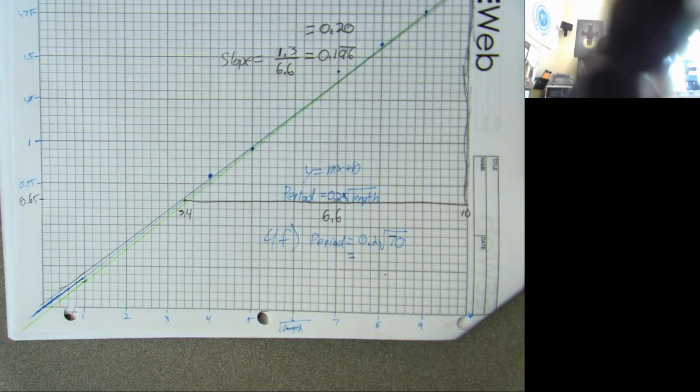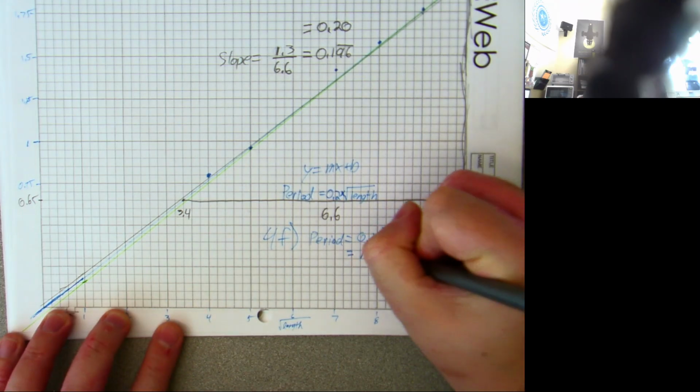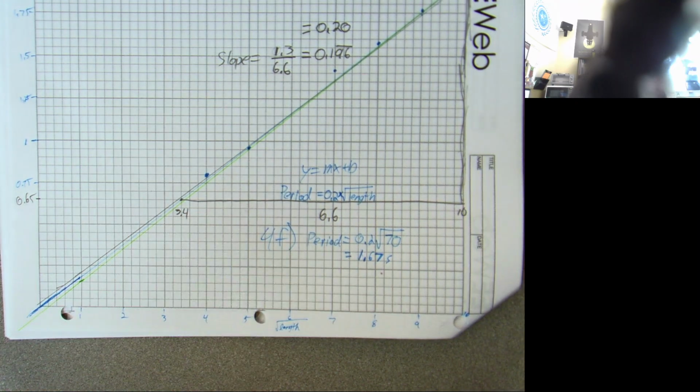Oh yeah, I took my calculator. That's why I found my calculator. So 0.2 times the square root of 70. I got 1.67 seconds. It's actually 1.673, but 1.67.